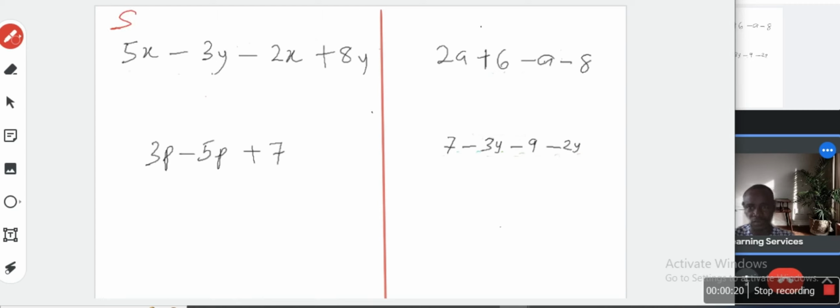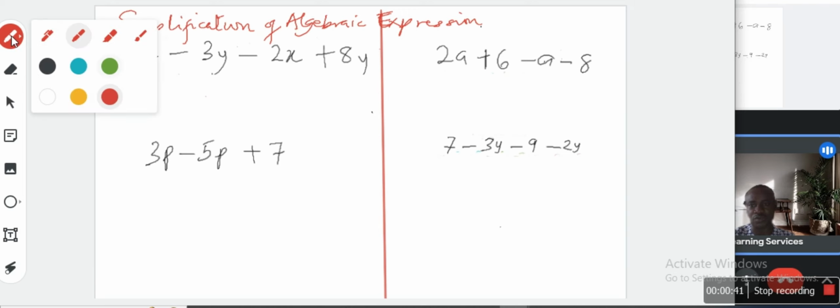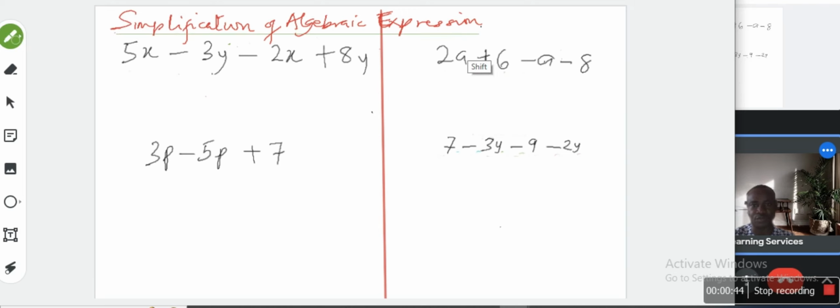So this is a review, simplification of algebraic expression. I will just walk through this, and then you do the one on the next page. I believe you will remember, right? So if you have this, 5x minus 3y minus 2x plus 8y, what do you do first of all?